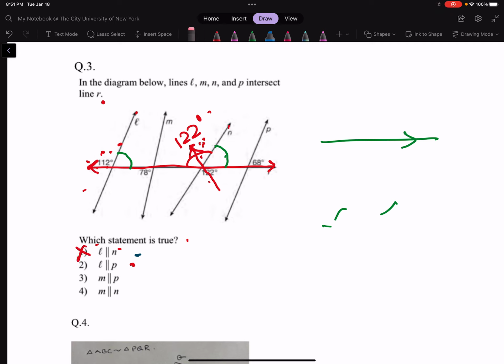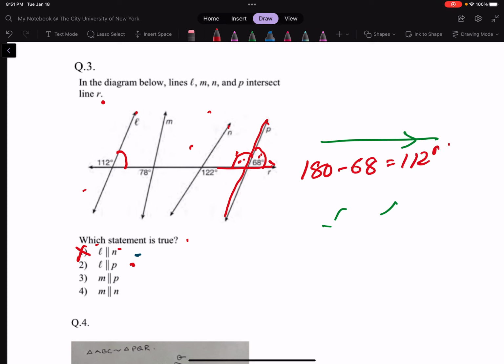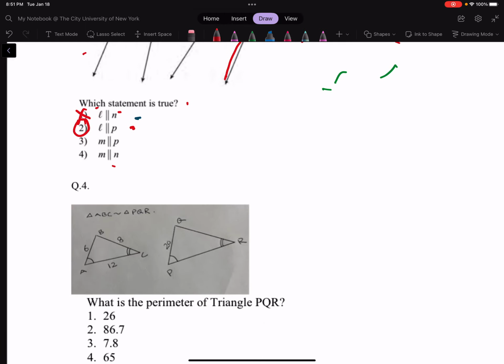And if you look for L and P, let's see for P, this one is 68. You can calculate this one, or you can calculate this angle. So let me see if it is 112. So 68 and this are adjacent angles on a straight line, so they are a linear pair, or supplementary. So 180 minus 68 gives us 112. So exactly it matches. So we can say L and P are parallel. Since we got one answer, we are good. These two shouldn't be the answer.